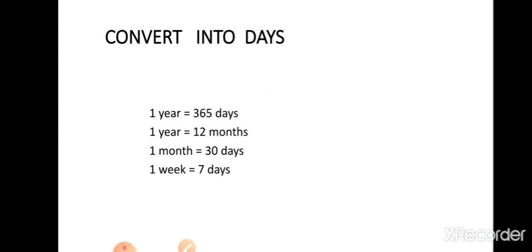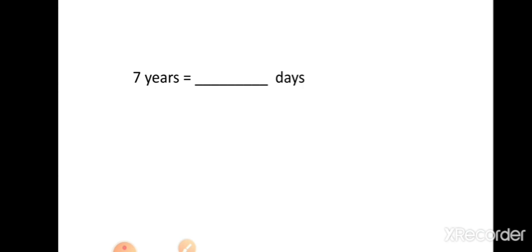1 day is equals to 24 hours. 1 hour is equals to 60 minutes. 1 minute is equals to 60 seconds. Now let us see how to convert.